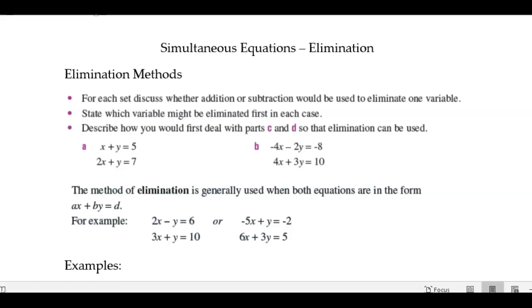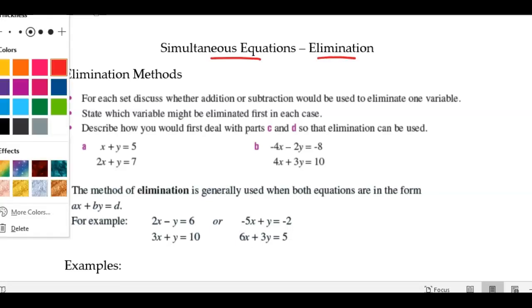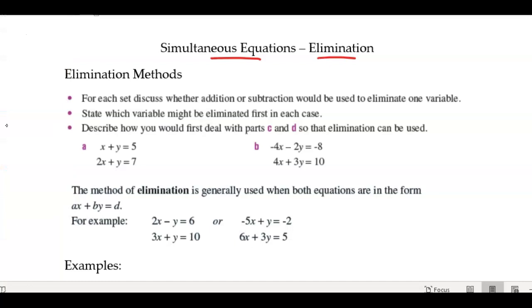In this lesson, we're going to have a look at solving some simultaneous linear equations with the process of elimination. Let's start with what we understand by the word elimination. Elimination refers to basically getting rid of something. What we're going to do in this section is first look at whether addition or subtraction would be used to eliminate one of the two variables.